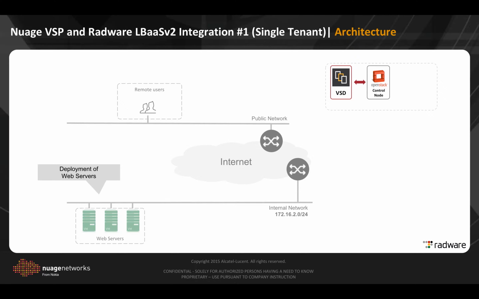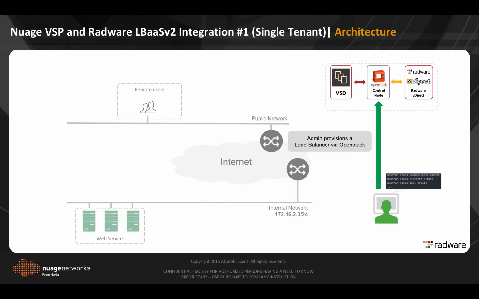Next, we deploy Radware's automation engine, vDirect. It will get orders via REST API from the OpenStack controller to provision Alteon virtual machines. When an admin configures a load balancer via OpenStack console, vDirect receives the orders to provision an Alteon virtual machine that corresponds to the configured load balancer.